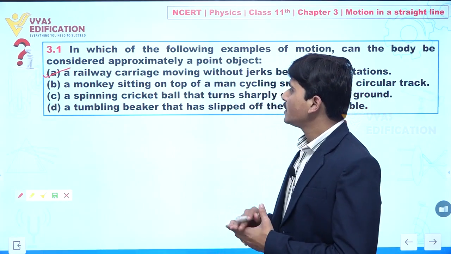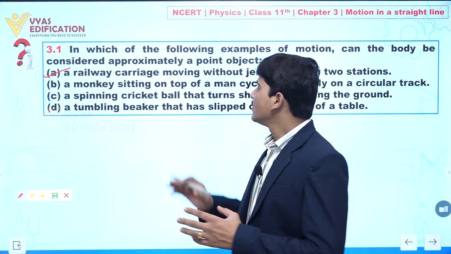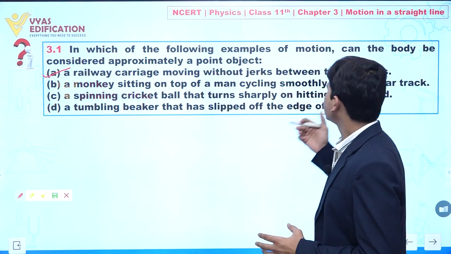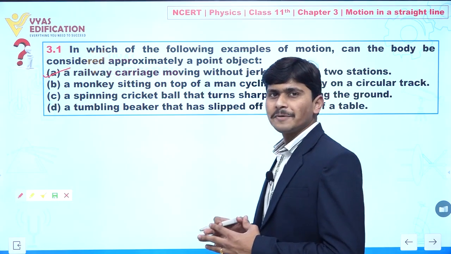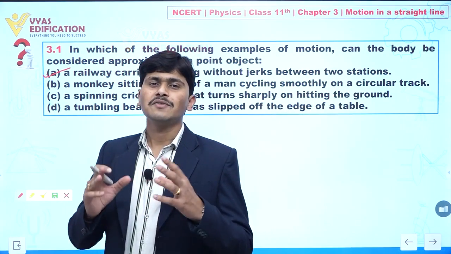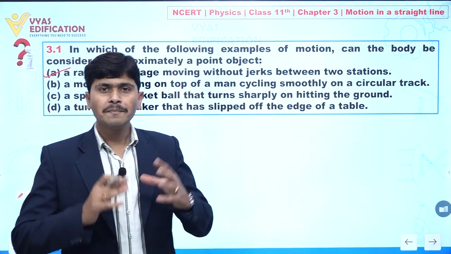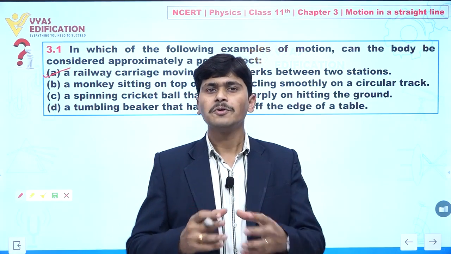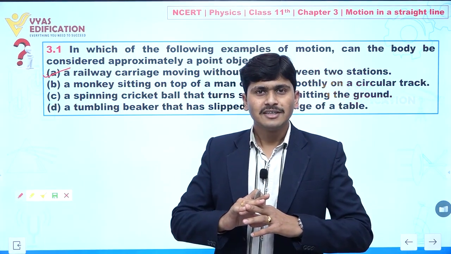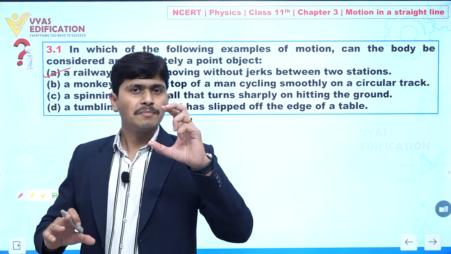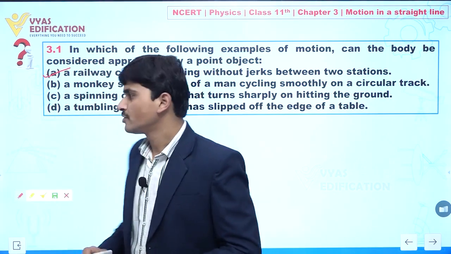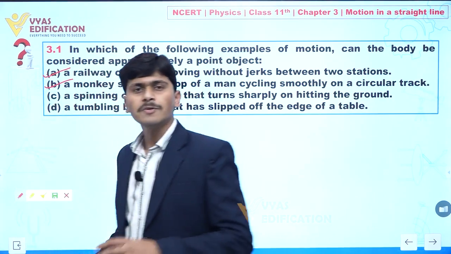Now, the second situation is given to you: a monkey sitting on top of a man cycling smoothly on a circular track. It means we can say the size of the monkey is very small compared to the distance covered by the cycle. Yes or no? It means we can treat the monkey as a point object. So, this situation is also correct.